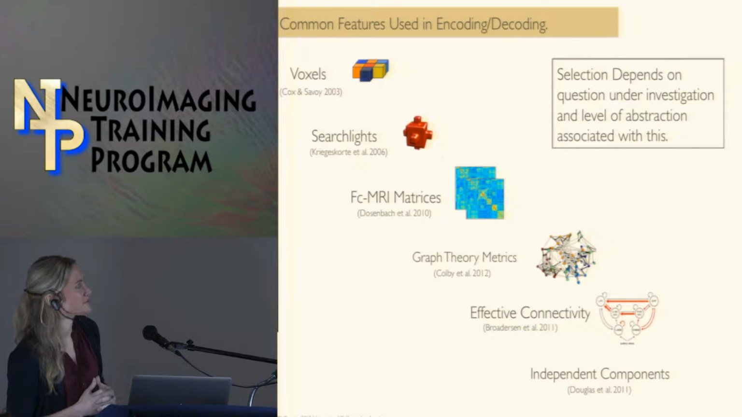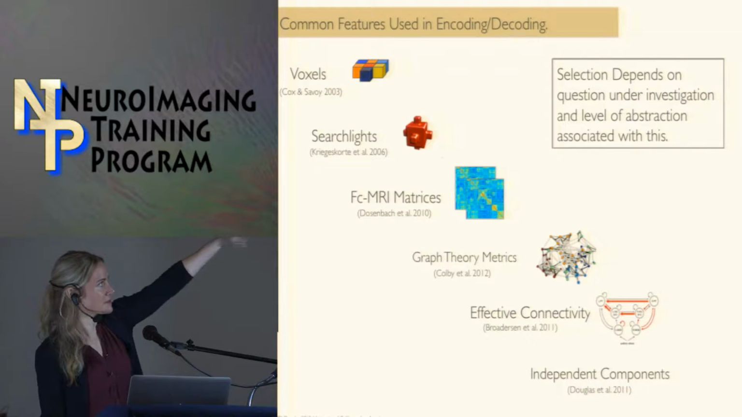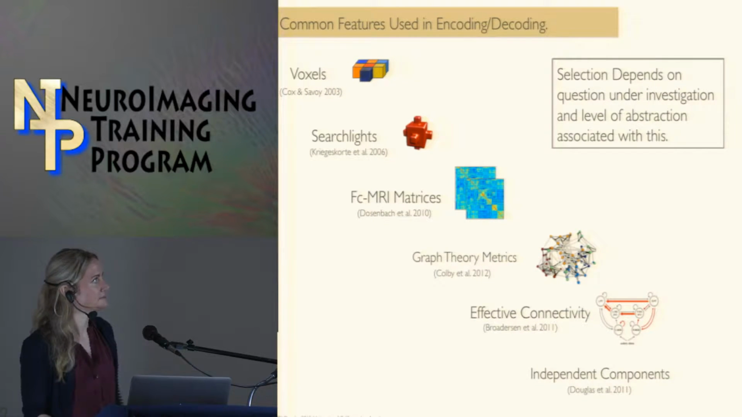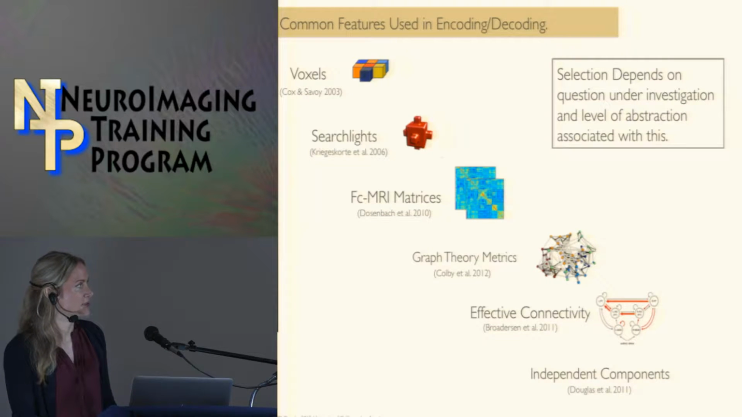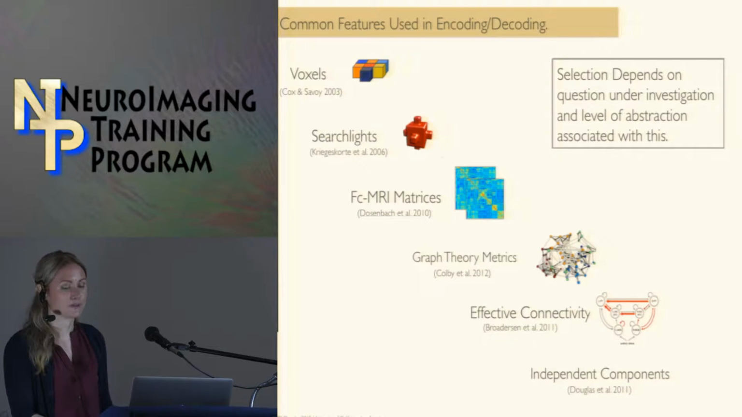So here are a few examples of common features that are used in decoding. Voxels, as we've talked about. Searchlights, which are really nice in the sense that they try to reduce local redundancy, which we know to be the case in a lot of fMRI measurements. There's also classification based on functional connectivity matrices. You can also use graph theoretic metrics as features if you like. I've seen some papers using effective connectivity, DCM parameters, to make predictions and diagnostic categorizations, and also independent components.